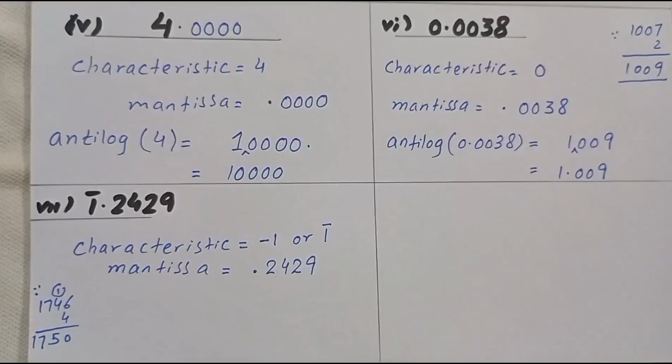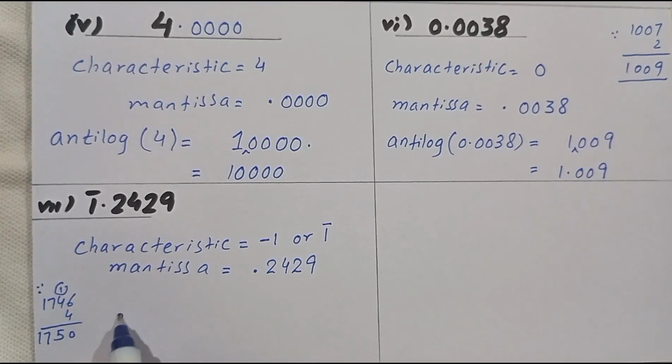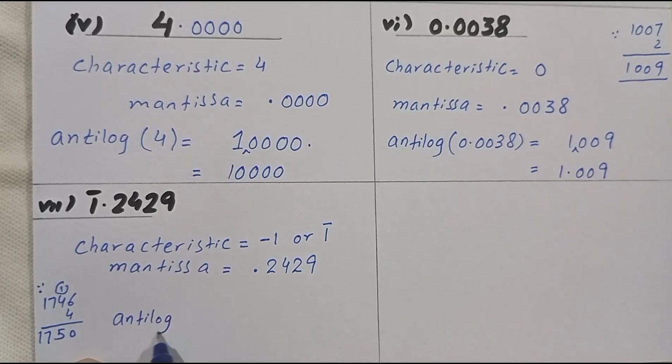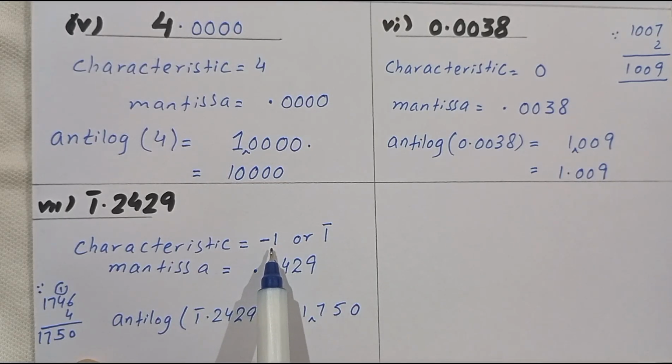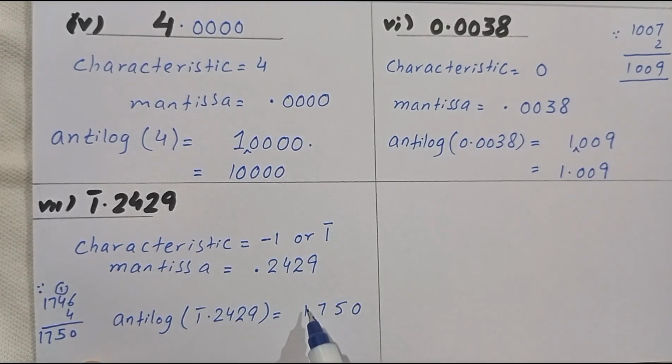So the antilog of minus 1.2429 equals 1750, as the reference position is after 1 and the characteristic is minus 1, which means we move to the left side of the reference point and count 1 digit to the left side. So we move the decimal to before 1 here. So the antilog is 0.1750.